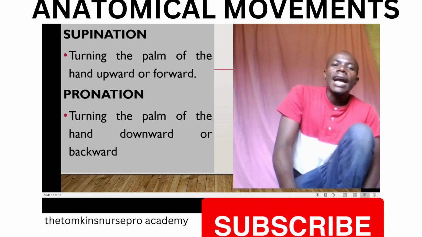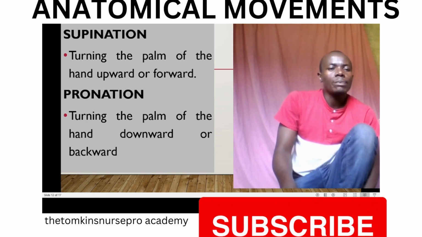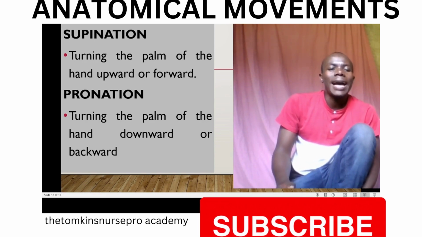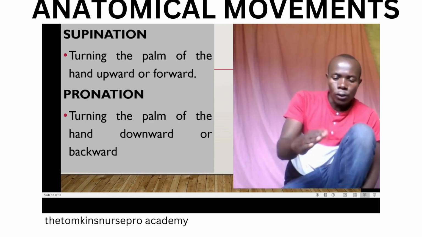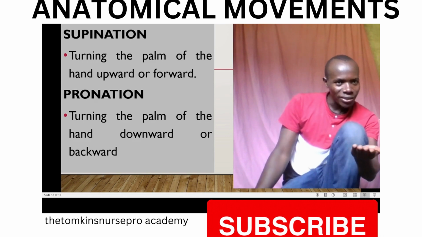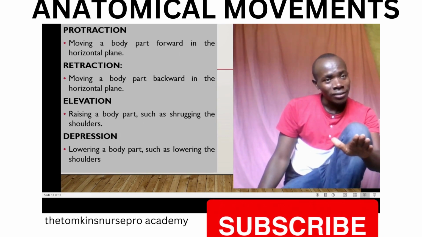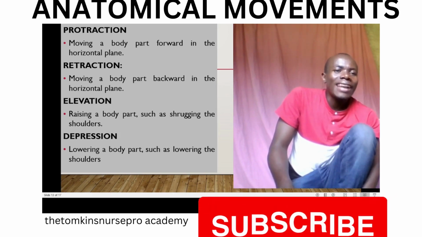Next, we have supination and pronation. Supination is the turning of the palm of the hand upward or forward, whereas pronation is the turning of the palm of the hand downward. So we have supination and pronation.